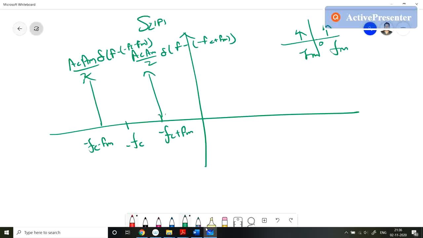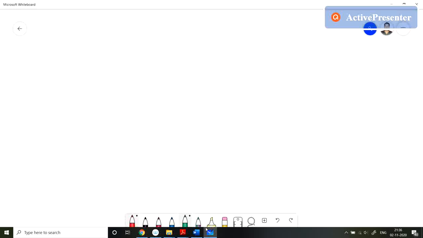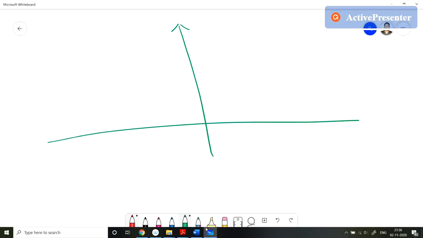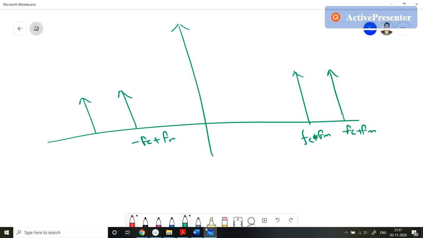So finally, that spectrum of SF. The spectrum of SF is, we have two delta functions here in the positive direction, and also two delta functions in the negative direction. So it is Fc minus Fm, Fc plus Fm, minus Fc plus Fm, and minus Fc minus Fm. This is the spectrum of SF.